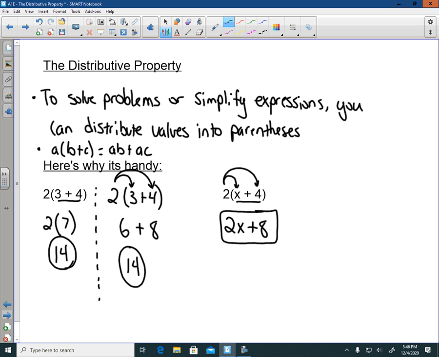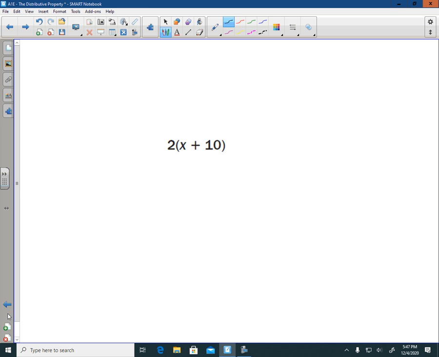So maybe it doesn't really look simplified at this point, but it will. It will be very helpful as you go forward and you add the distributive property to your bag of tricks when you are solving equations. So we're going to use the distributive property with variable expressions like the 2 times x plus 4 a few times so you can see how this works.